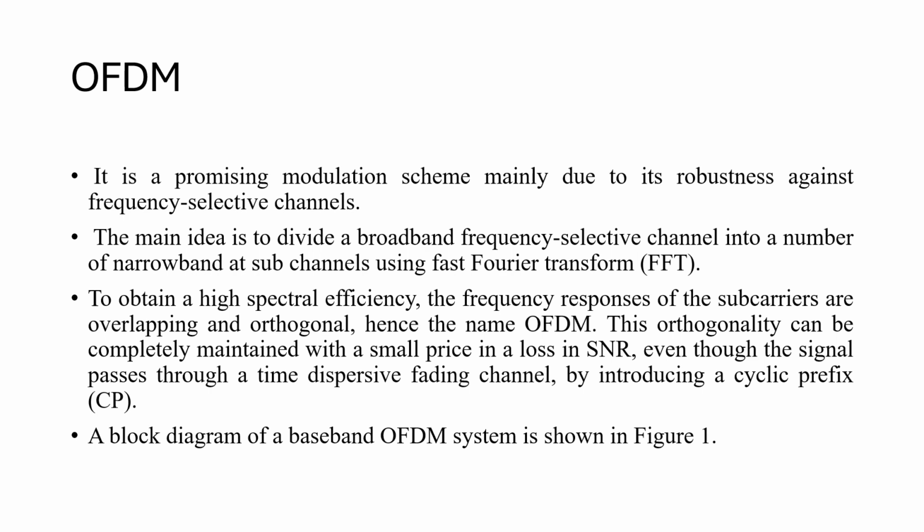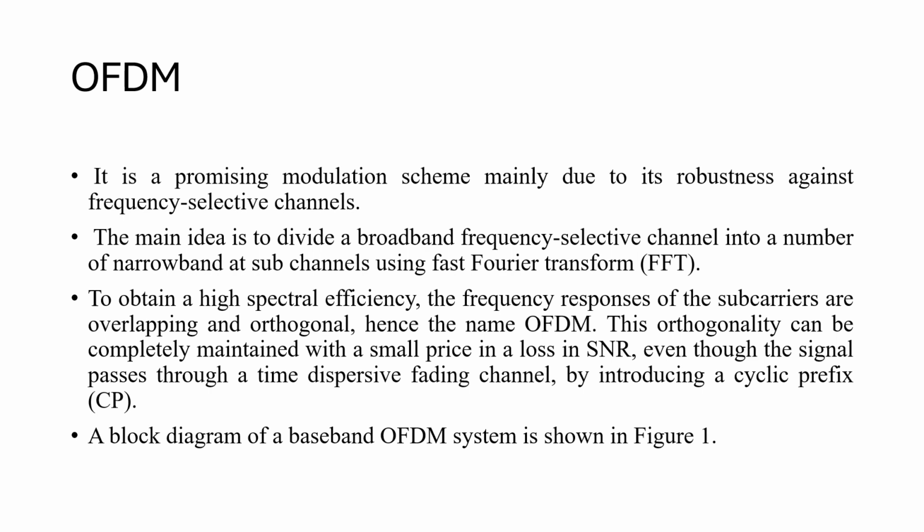This orthogonality is maintained with a small compromise, a loss in SNR, even though the signal passes through a time dispersive fading channel. The main reason is that here it uses the cyclic prefix, the part of each packet that is placed in front of each packet. Because of that, even if signal loss as well as collision may occur, the original data is protected from loss during transmission.